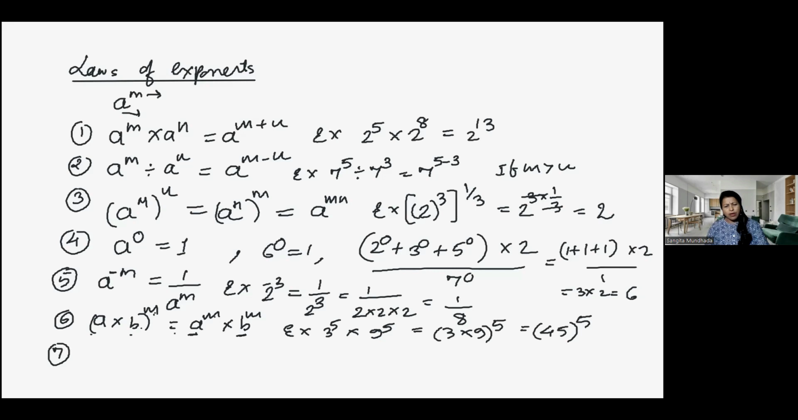And the last law, law number 7: (a divided by b)^m, I can write a^m divided by b^m. Now listen to what I am telling. Base is different. Here a^m, b^m, then we can write (a upon b)^m. For example, (2 upon 3)^5, I can write 2^5 divided by 3^5.